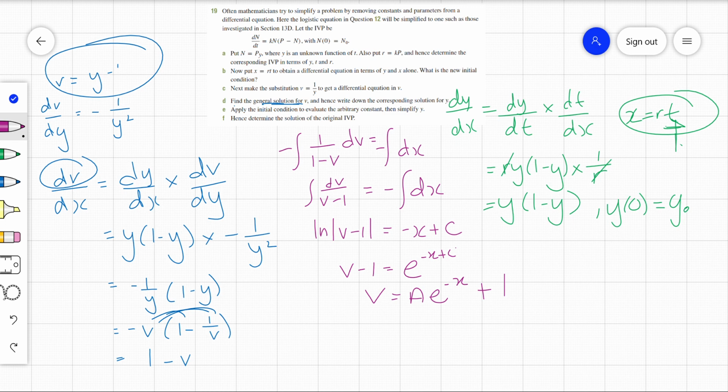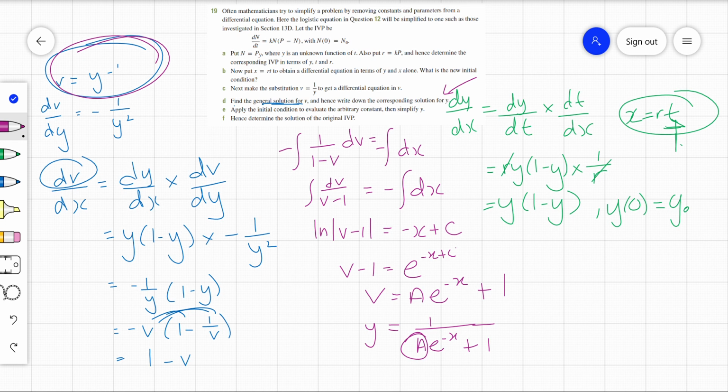So hence write down this corresponding solution for y. So there's my general solution for v, but in terms of y, remember back to here, v equals 1 on y. So y is the reciprocal of v. So if I reciprocate that, I get to there. Okay, so then we have to apply the initial condition to evaluate the arbitrary constant, the arbitrary constant being a here, because x and y are variables. So we need to find a, and then we're going to simplify.